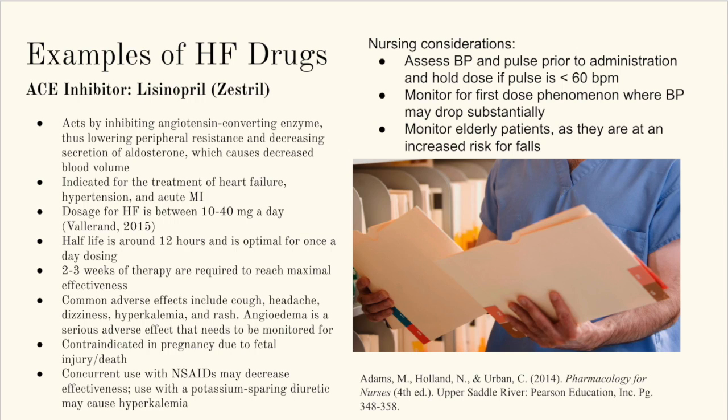Now we're going to get into examples of these heart failure drugs. To start off with ACE inhibitors, an ACE inhibitor is lisinopril. For lisinopril, you want to give a dosage for heart failure between 10 to 40 milligrams a day, and it has a half-life around 12 hours, so it's optimal for once-a-day dosing.